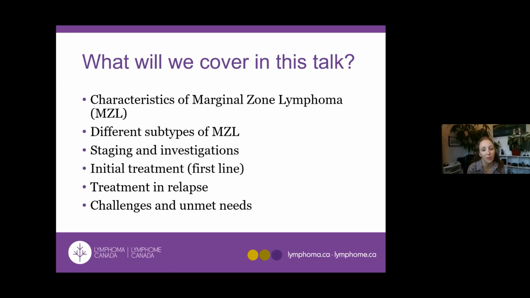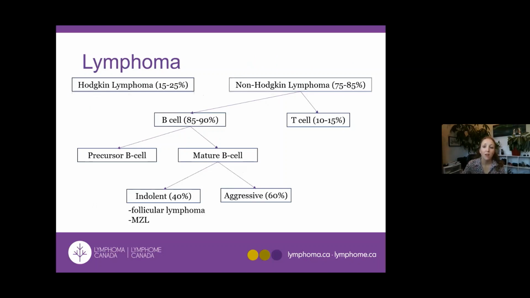So what are we going to cover today in this talk? We're first going to talk about the characteristics of marginal zone lymphoma, since it's such a wide and varying disease. We'll talk about the different subtypes, because there are quite a few different subtypes of marginal zone lymphoma. We'll talk about appropriate staging and investigations to work up patients, initial treatment and relapse, as well as challenges and unmet needs.